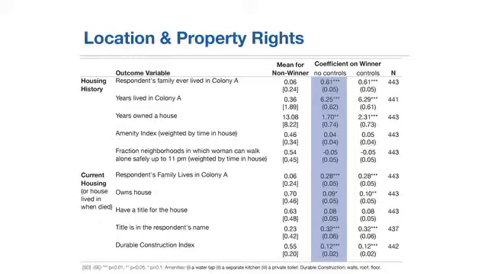This set on the bottom is looking at current housing, or the housing that they were living in when the participant died, if she has passed away. So they're still much more likely to live in Colony A. The winners are more likely. They're slightly more likely to own a house 15 years later, so it increases home ownership longer term.